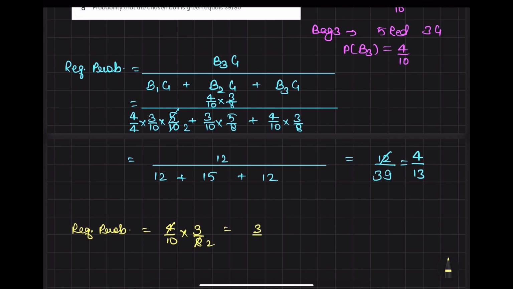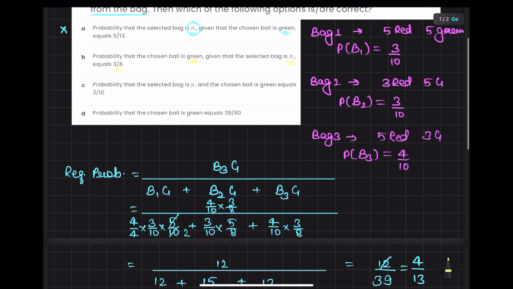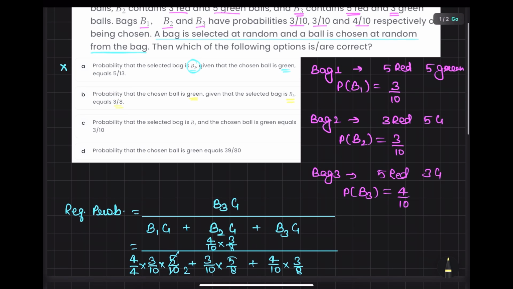Okay, we have to select directly from bag B3, so there is no need to select bag B3 first. Directly you can write 3 by 8. So according to me, the answer is 3 by 8. According to them also it is 3 by 8. So option B is correct.